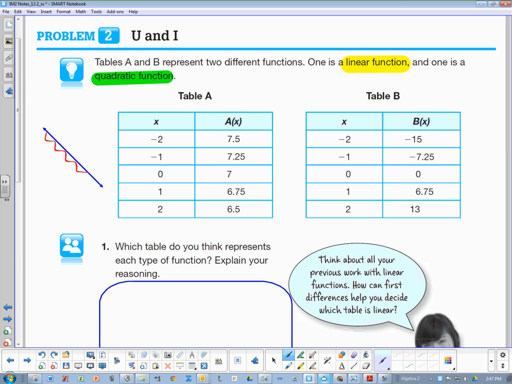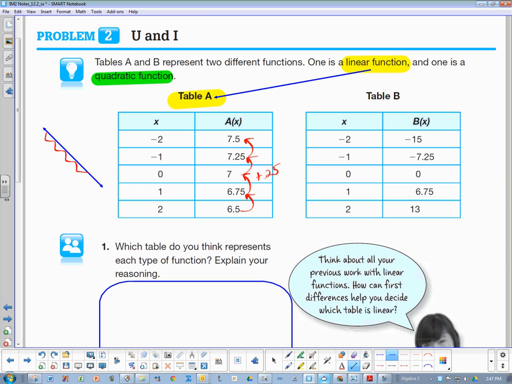So I do notice, look what's happening. If I start at 6.5 and go to 6.75, well, I just added on 0.25, plus 0.25, plus 0.25, plus 0.25. Okay? I'm adding on the same thing. That's a constant rate, so table A has to be the linear one. Okay? Let's point that out. Linear function's right there.